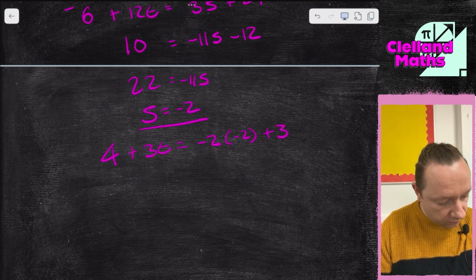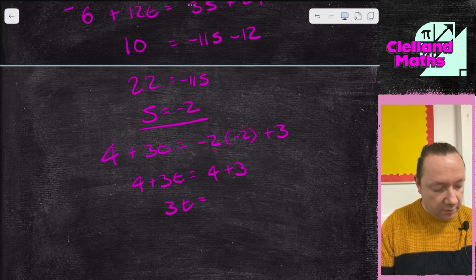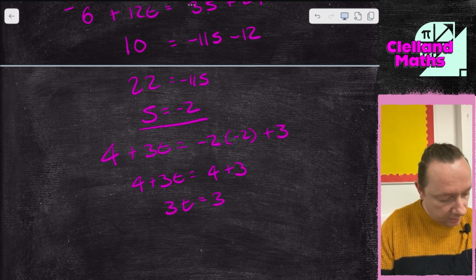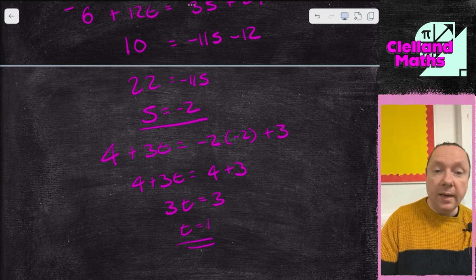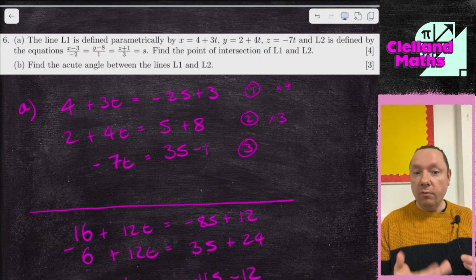So 4 plus 3t equals 4 plus 3, which is 7. So 3t equals 7 minus 4, which is back to 3. So t is 1. So it would appear that 1 and minus 2 work, but we've not actually tried it with equation 3, and it has to work for all three.